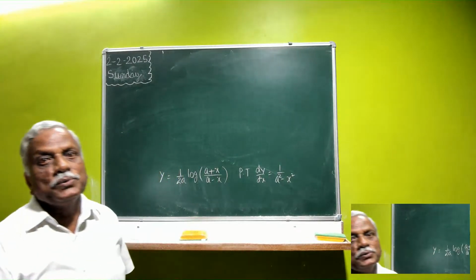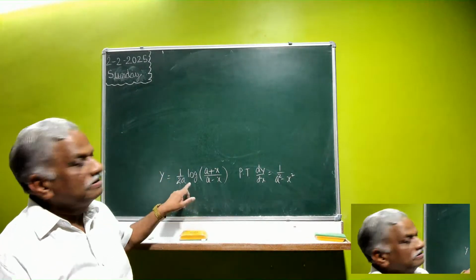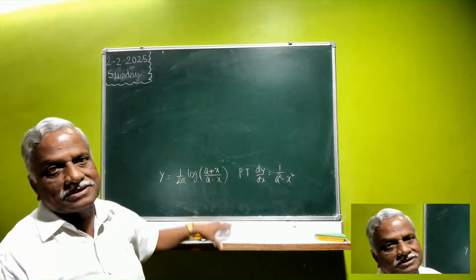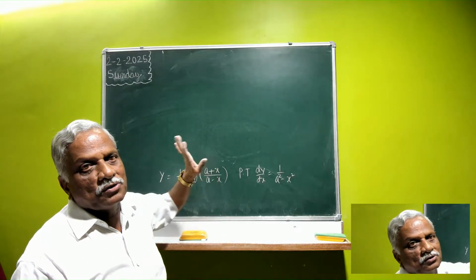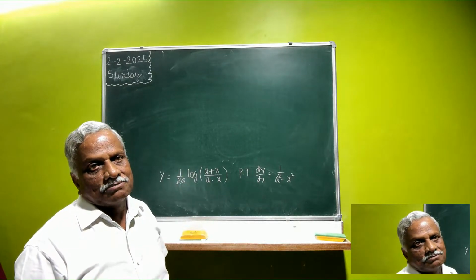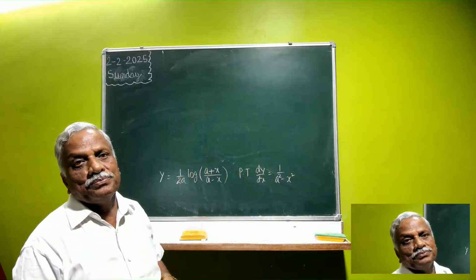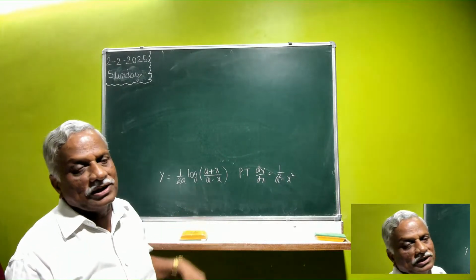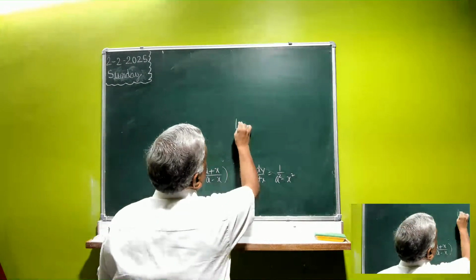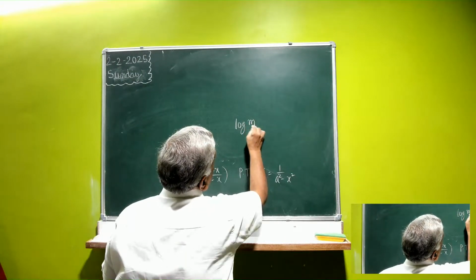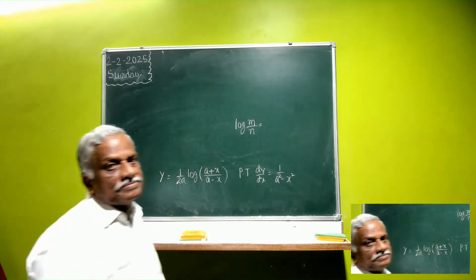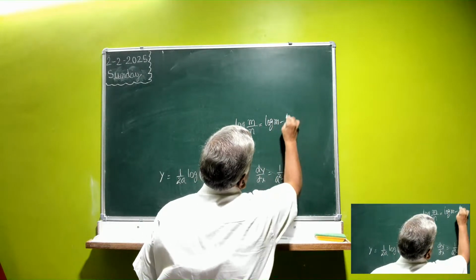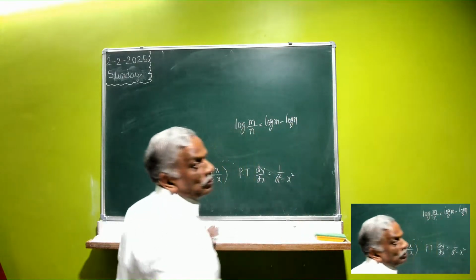See, normally what we do when we work blindly, we see log first, and write 1 over this. Then this is a quotient, so they are going to use the quotient rule. But this problem can be done in a very simple way. This is not applicable for all types of problems. Wherever log is involved, you need to recall a formula. What is log m by n? Log m by n is log m minus log n.